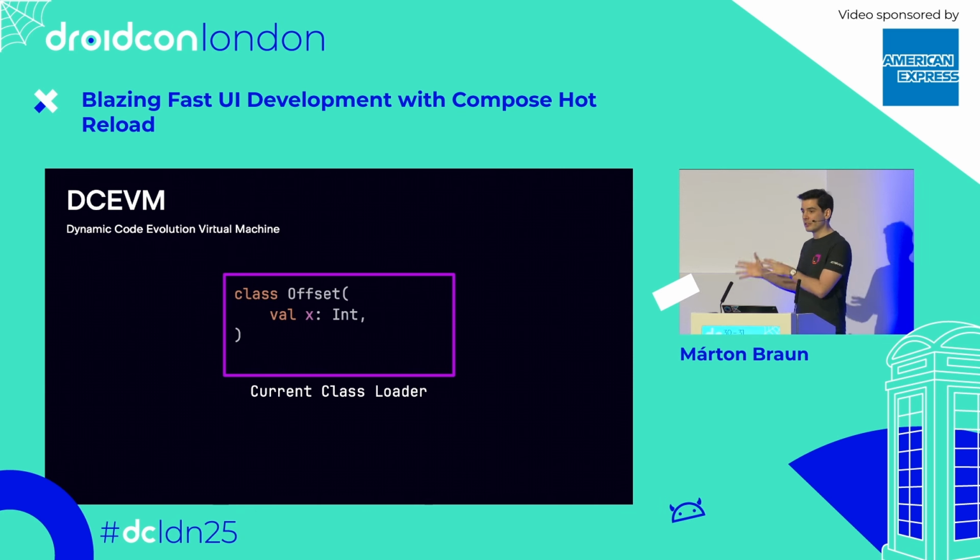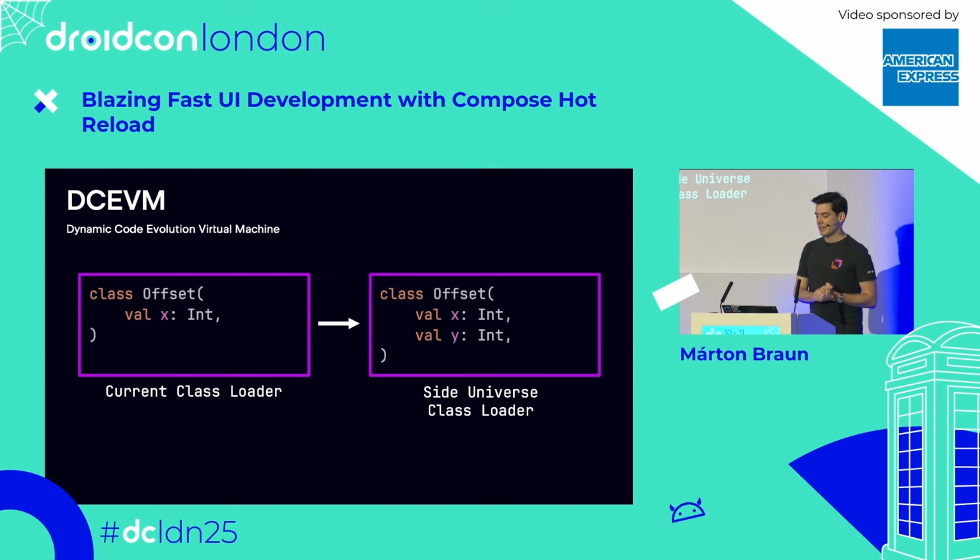And this lives in your current class loader as the app is running. What DCEVM does is that as the new version of classes come in, it will load those into a separate class loader. It creates this kind of side universe. Then it verifies that the migration is possible from the old version of the classes to the new ones, which is almost always possible with DCEVM.